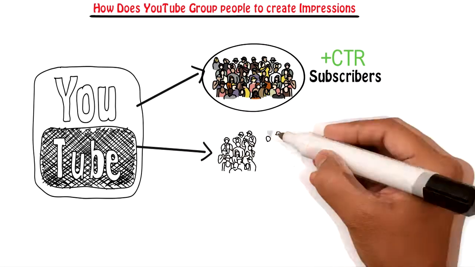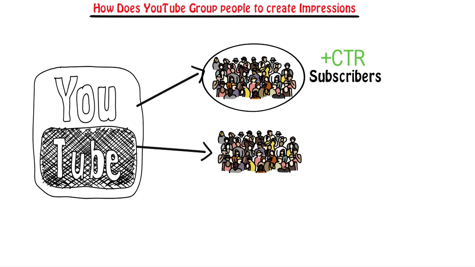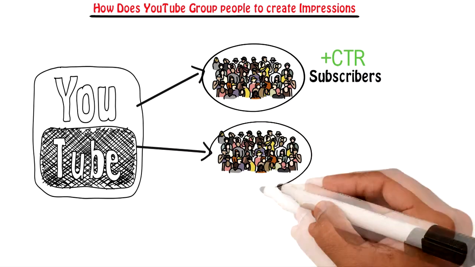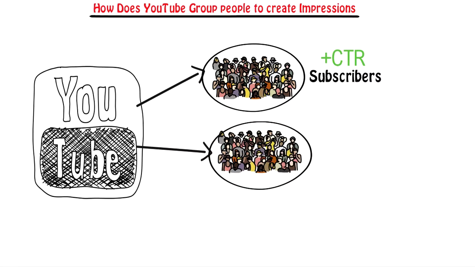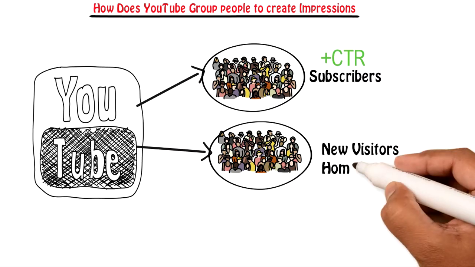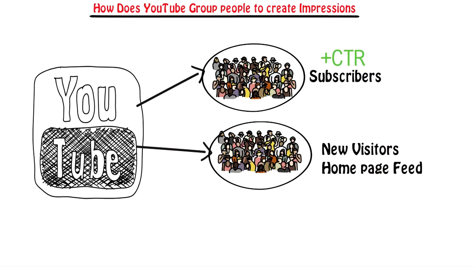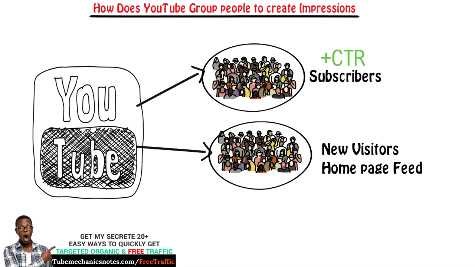YouTube also shows your video thumbnail to another group of people on their homepage, people who have probably visited your channel or watched any of your videos in the past couple of days. Usually, this group of people are people YouTube is just testing to see if they just accidentally fell across your video content or they are really interested in your content.